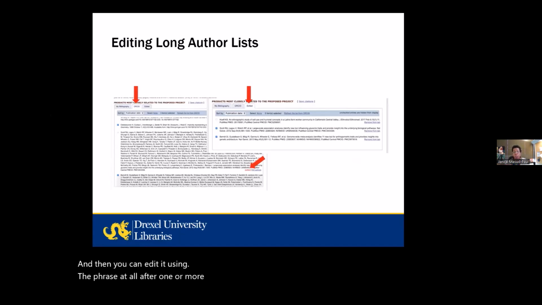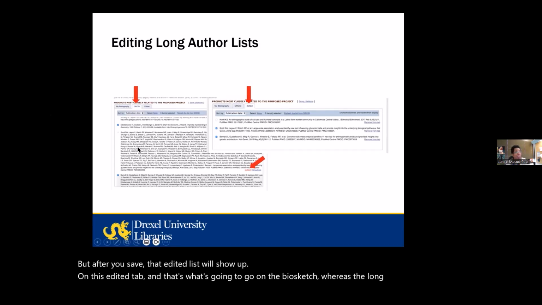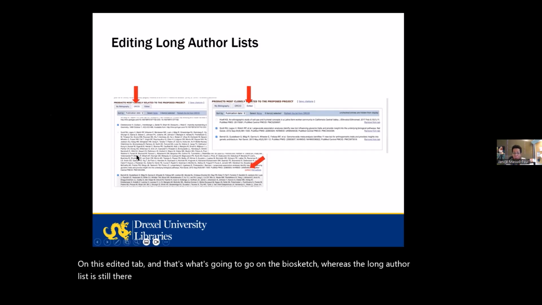Of course, you want to make sure you choose enough authors to differentiate it from another citation in your list. But after you save that, that edited list will show up on this edited tab, and that's what's going to go on the Biosketch, whereas the long author list is still there as part of your ORCID list, and it has edited highlighted in red, so you know that was the citation that was edited.